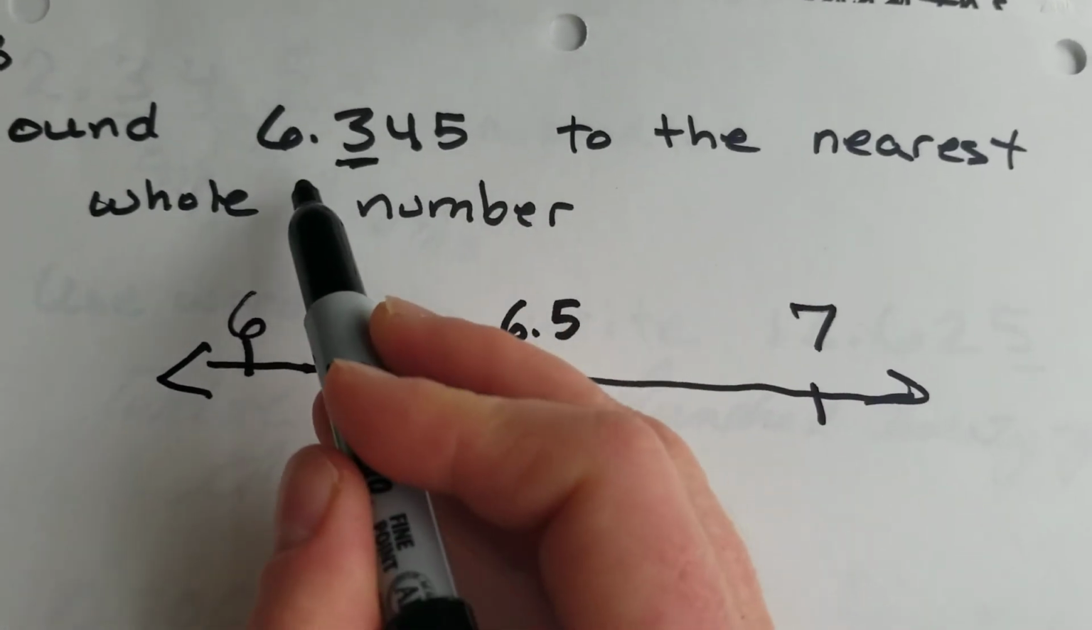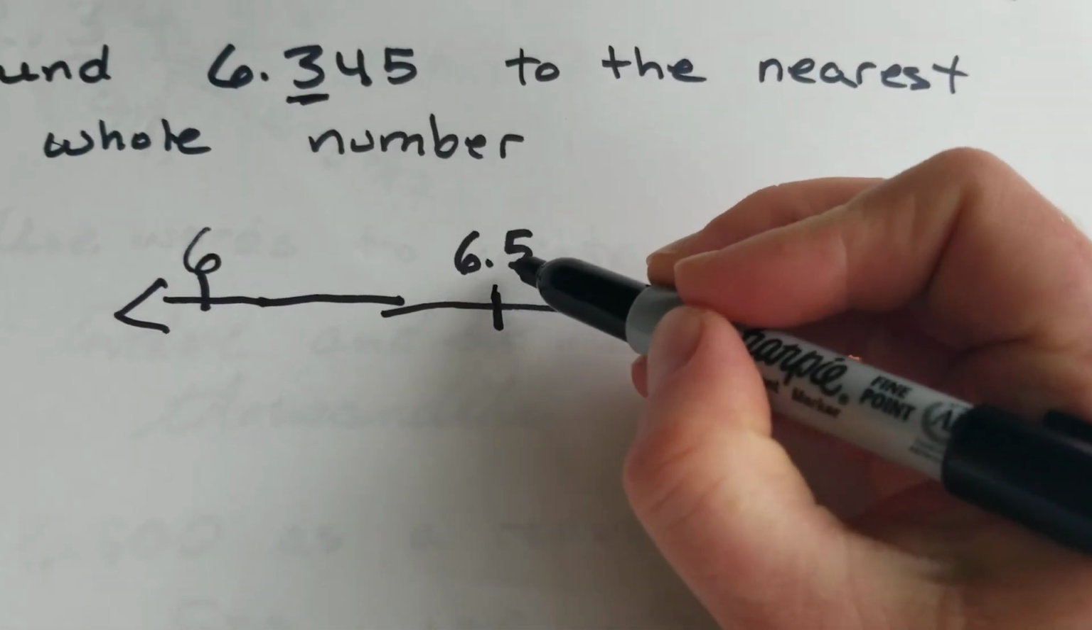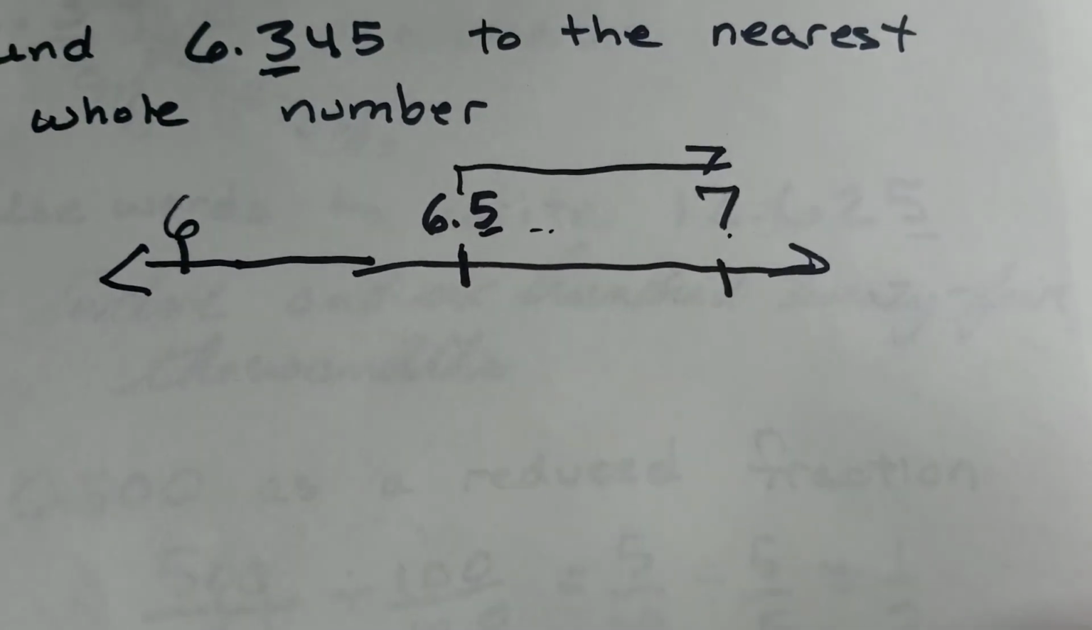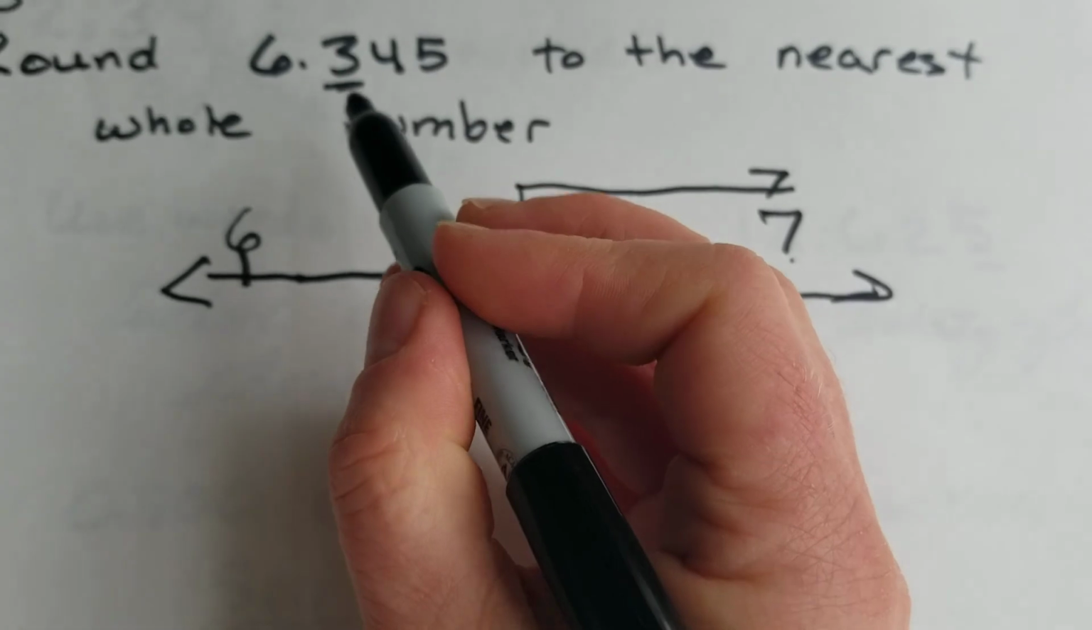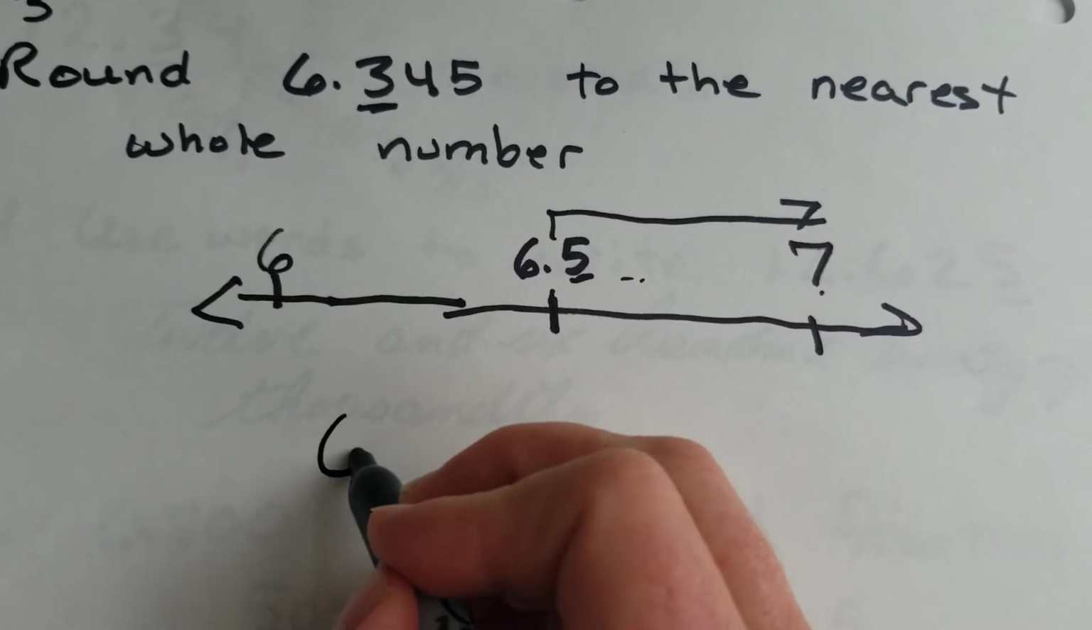So 6 and 3/10ths is less than 6.5. If it's 6 with a 5 or more numbers after it, it would be rounded up to 7, but because 3 is less than 5, 3/10ths is less than 5/10ths, the answer is 6.